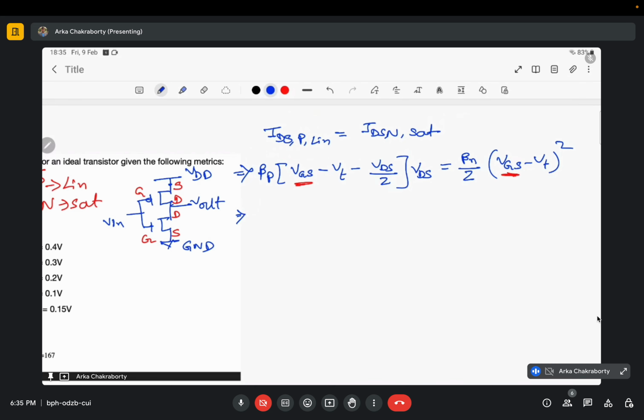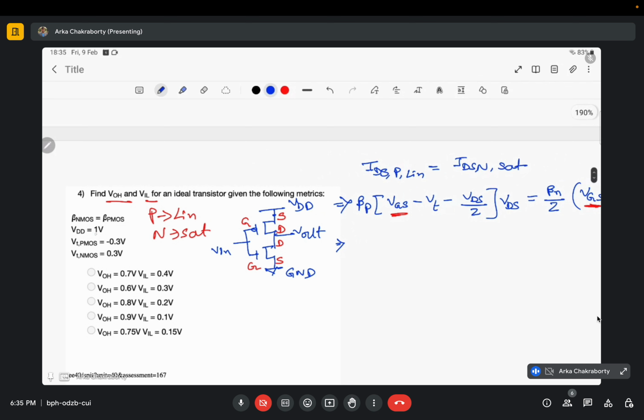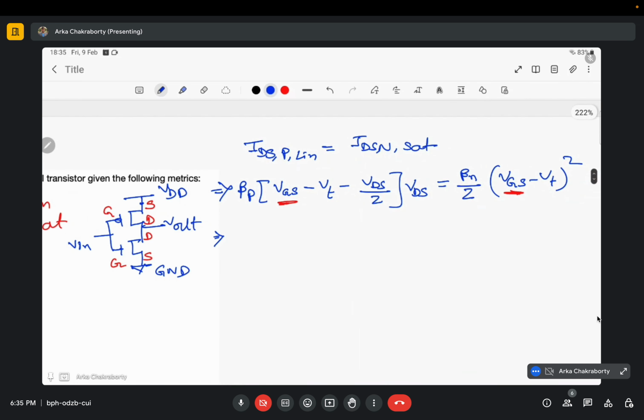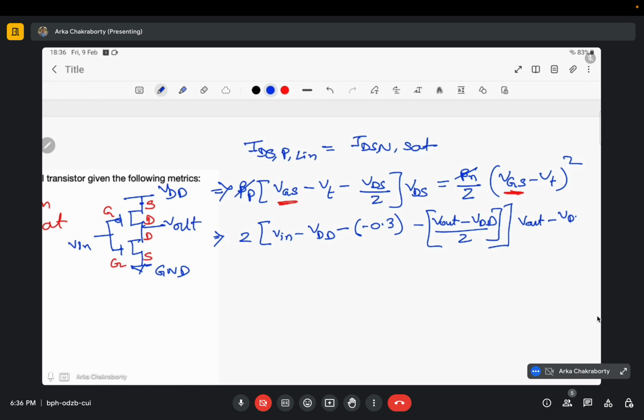There are some conditions given that beta PMOS and beta NMOS are equal, VDD equals 1 volt, the threshold voltage of PMOS is minus 0.3 volt and the threshold voltage of NMOS is 0.3 volt. Okay, fine, so I can simply cancel them. So it will become 2 VGS. Now for the PMOS, my VGS is equal to V in minus the source voltage, and the source is here at VDD. And VT is minus 0.3 volts, whereas my VDS would be V output minus VDD by 2, into VDS, which is again V output minus VDD.